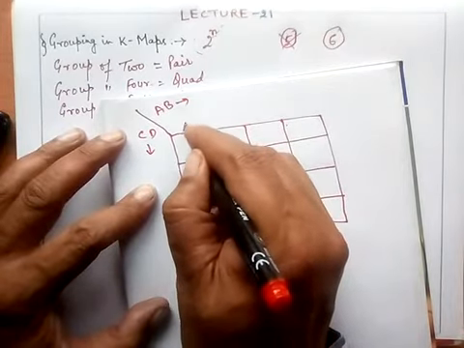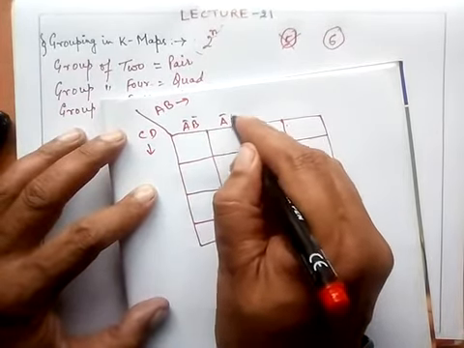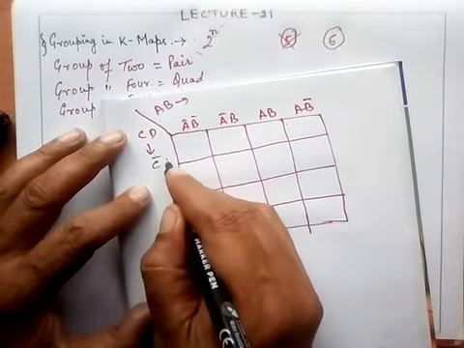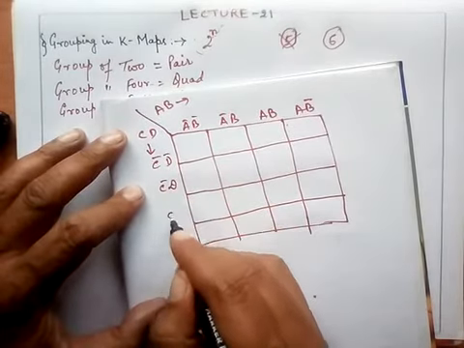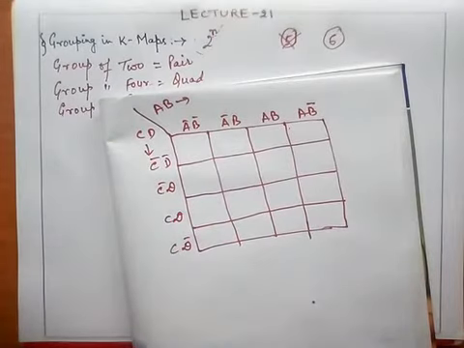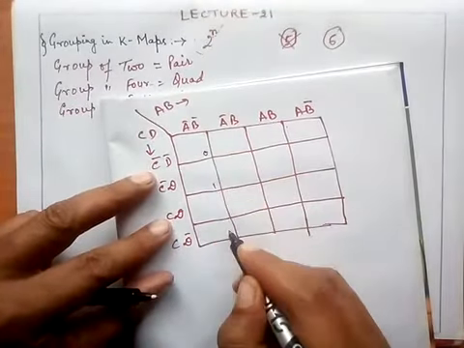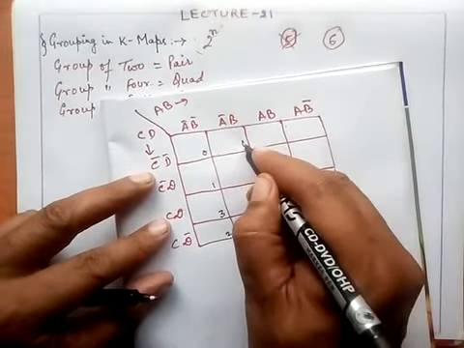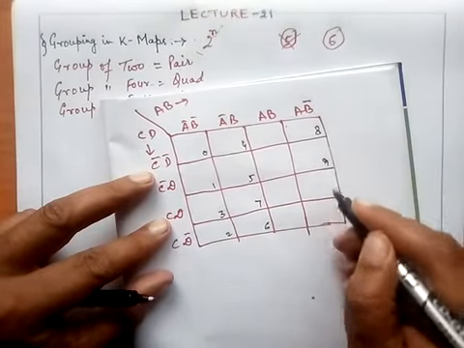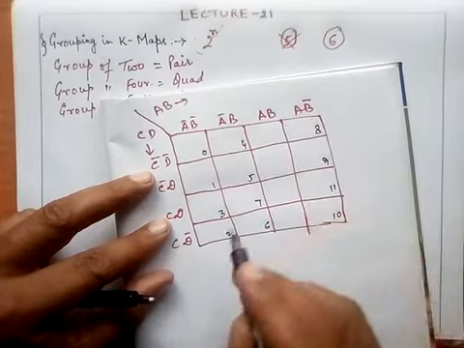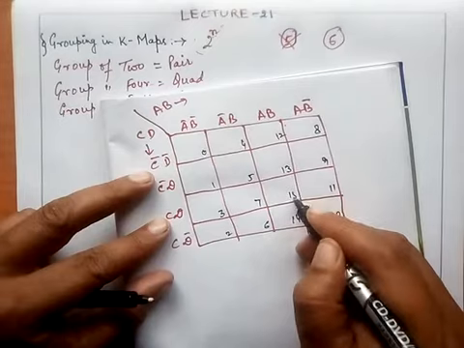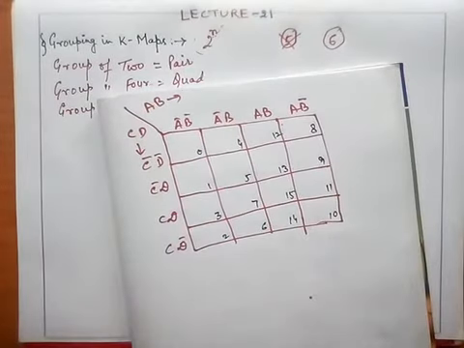This side, this side. A bar B bar, A bar B, AB, AB bar. Then this is C bar D bar, C bar D, CD, and this is CD bar. And I write down the decimal equivalent of this: 0, 1, 2, 3, 4, 5, 6, 7, 8, 9, 10, 11, 12, 13, 14 and 15. Now suppose I give you a problem.